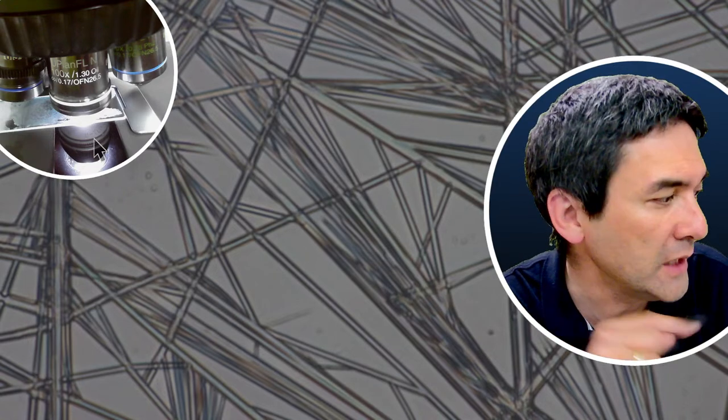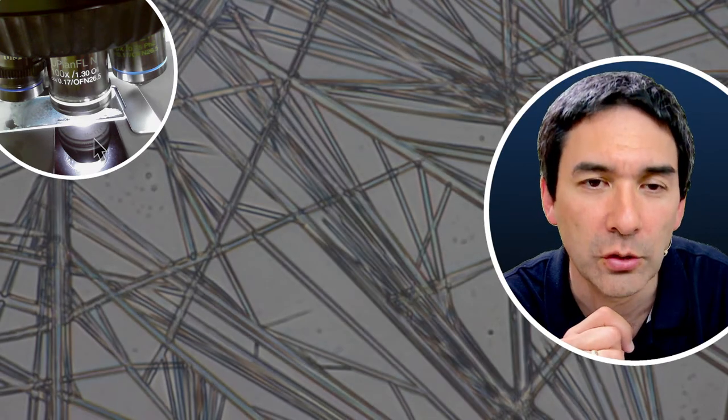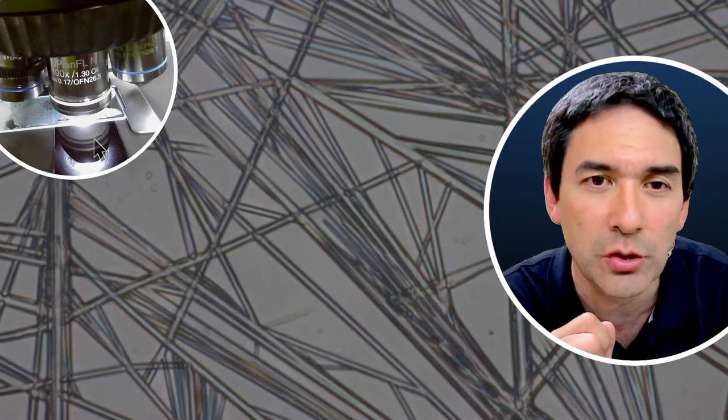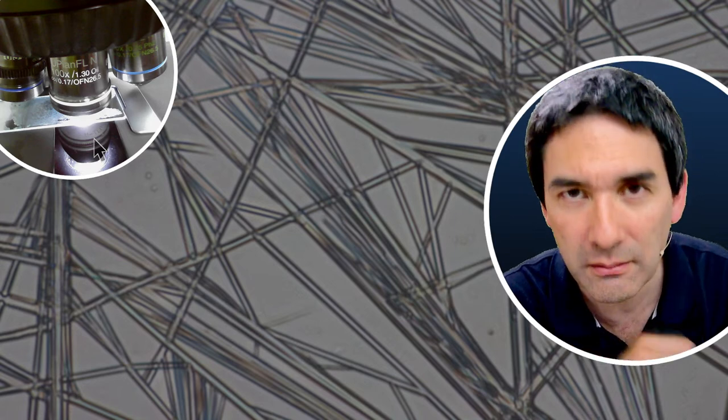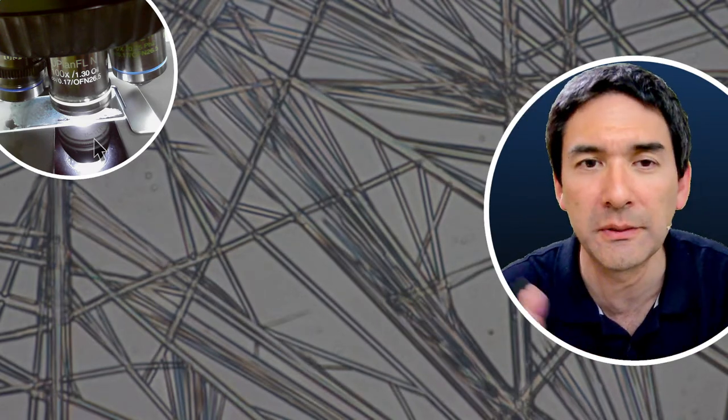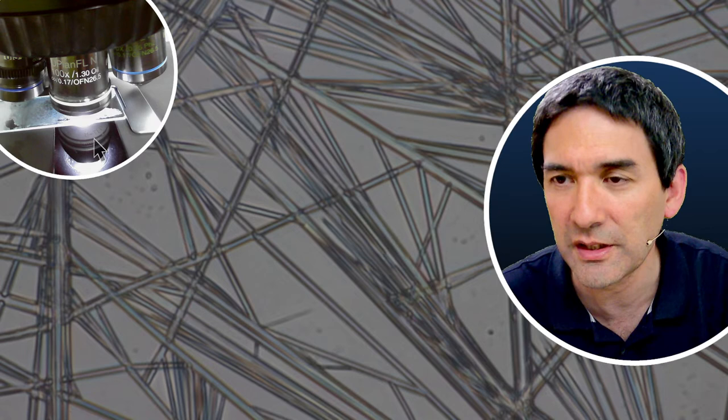My objectives are semi-apochromatic objectives, so they are pretty color corrected already. So any residual colors you might see might, I'm just guessing, be because of the crystals acting like prisms to split up the light into the different colors. I'm just guessing here.